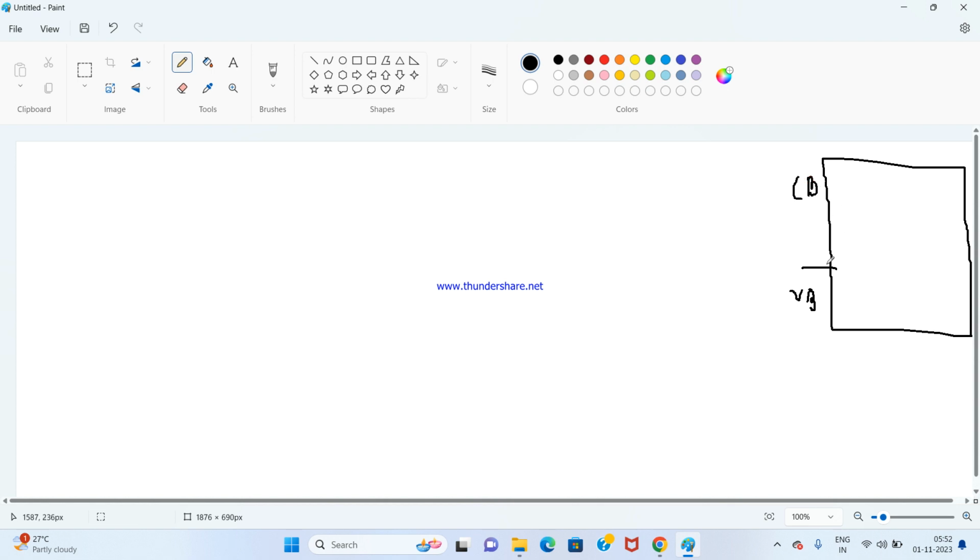Okay, and in between that there is a slight overlap. There will be slight overlap between the conduction band and the valence band. Normally at 0 Kelvin the valence band will be filled with electrons and the conduction band will be empty. So at 0 Kelvin the maximum energy level available is called the Fermi energy.